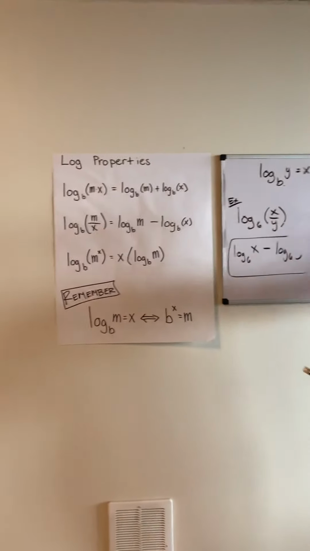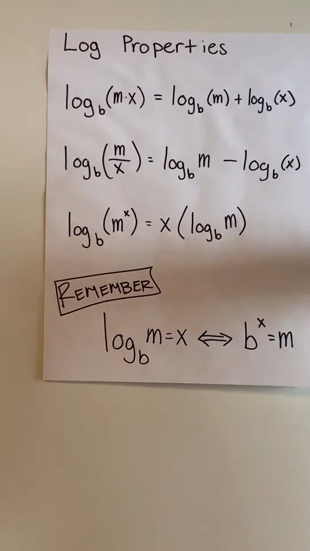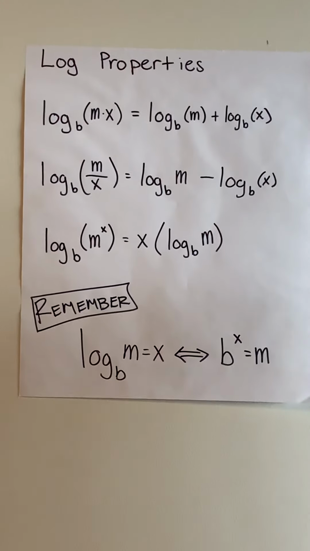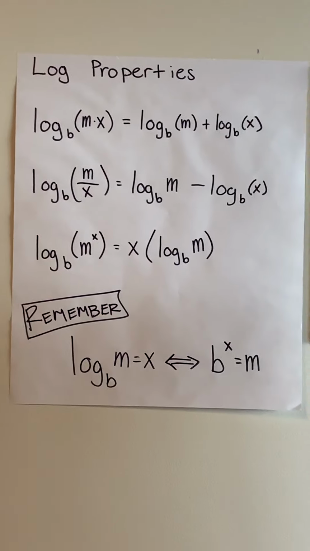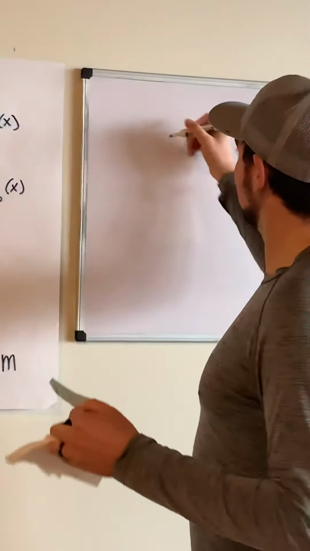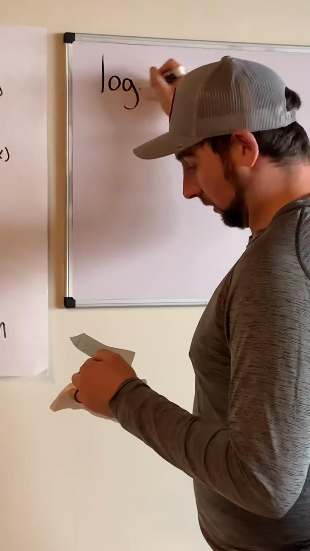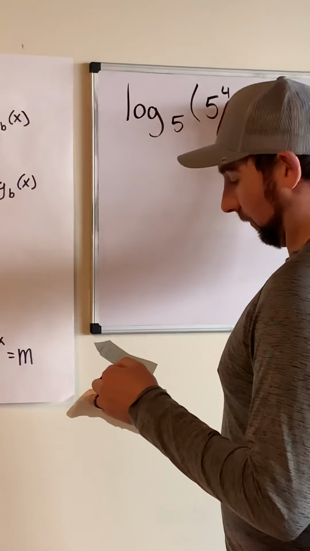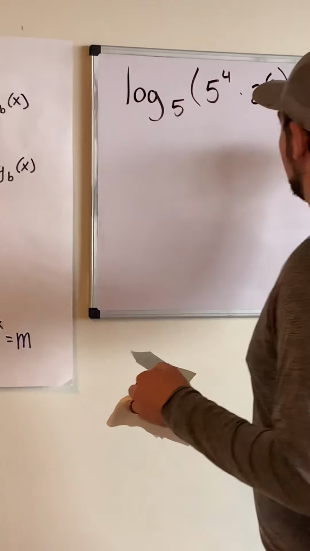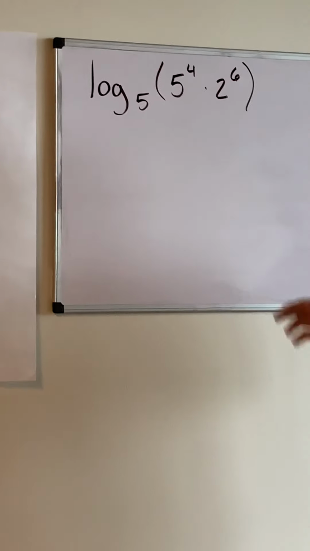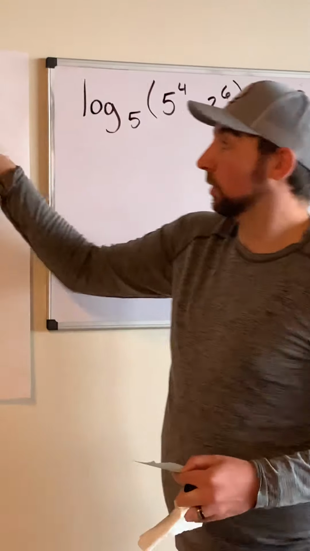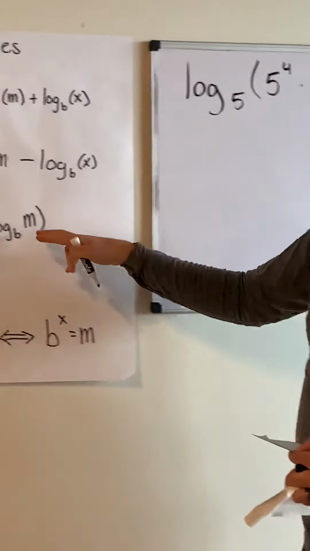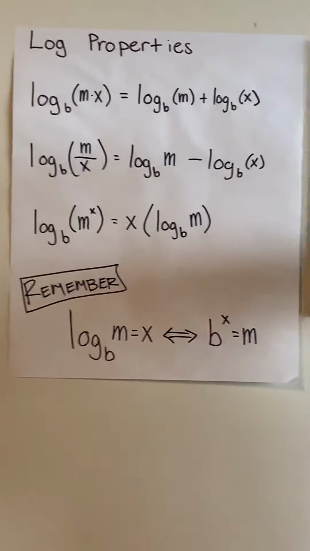Now, when you expand, you can also have a combination of different expansions that you're going to do. So here, I have one with numbers. Let's do this. Log base 5 of 5 to the 4th times 2 to the 6th. There's lots going on. I see some multiplication, so I know I'm going to expand to some addition. I also see something to a power, 5 to the 4th and 2 to the 6th, so I know there's going to be some multiplication in there.